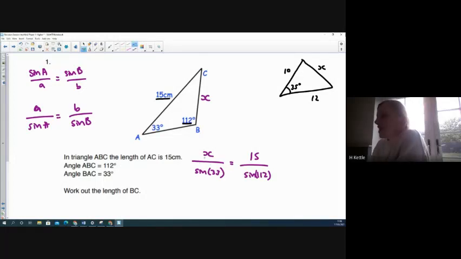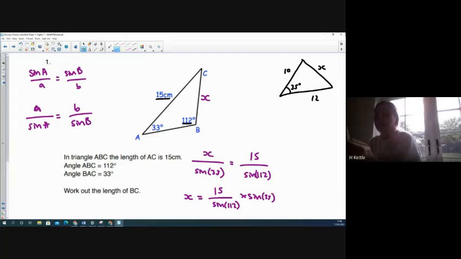So if I want to know what x is, I'm going to multiply both sides of my fraction by sine 33. So x equals 15 over sine 112 times by sine 33. Typing that in my calculator, 15 over sine 112 times sine 33. And that gives me 8.811. And that'd be centimeters, whatever. It would tell you what to round it to.